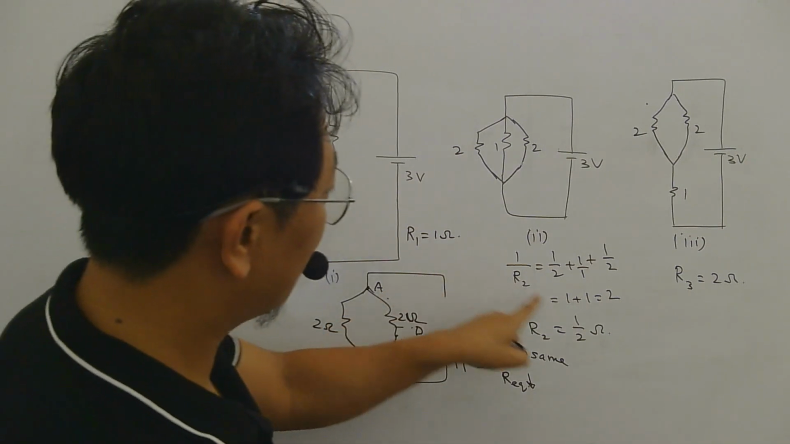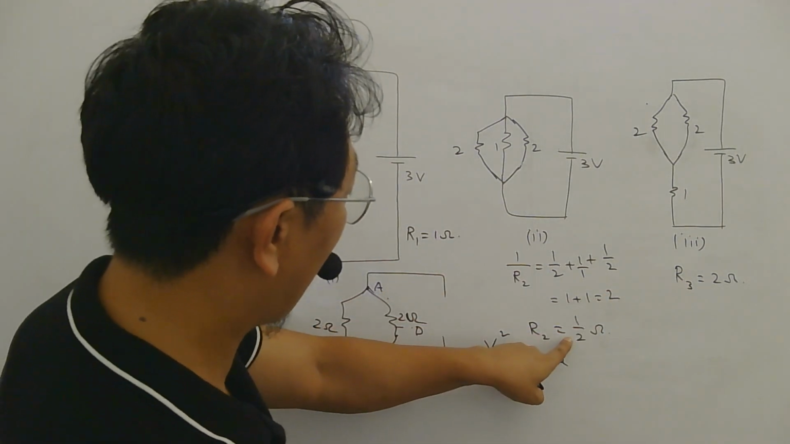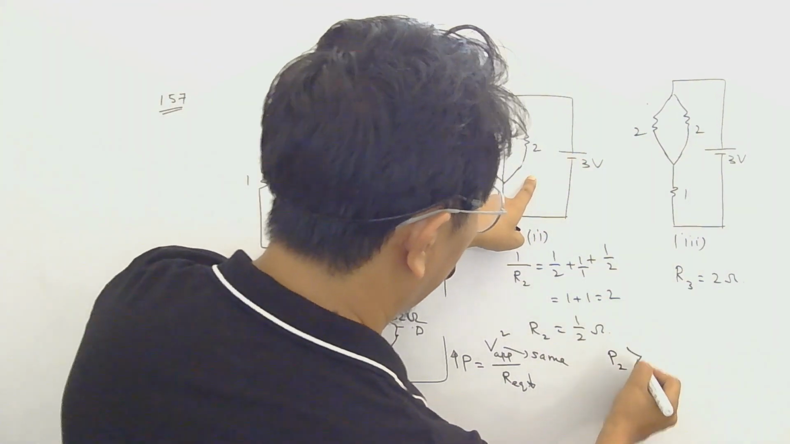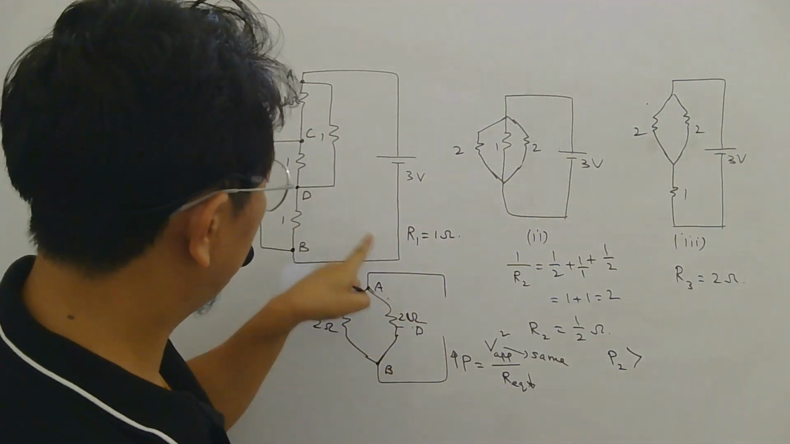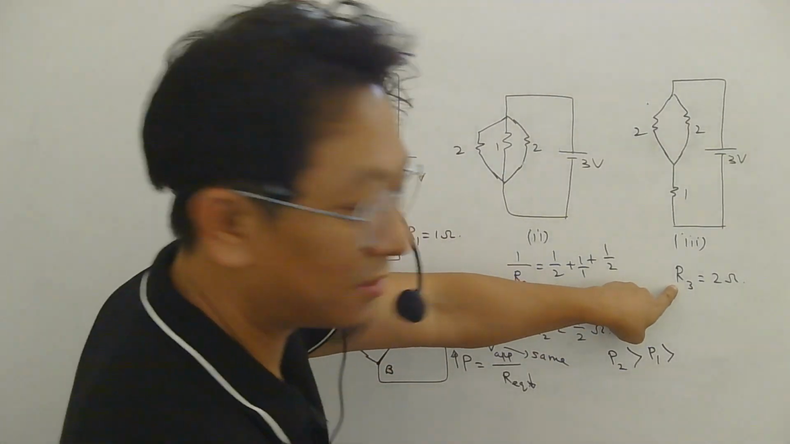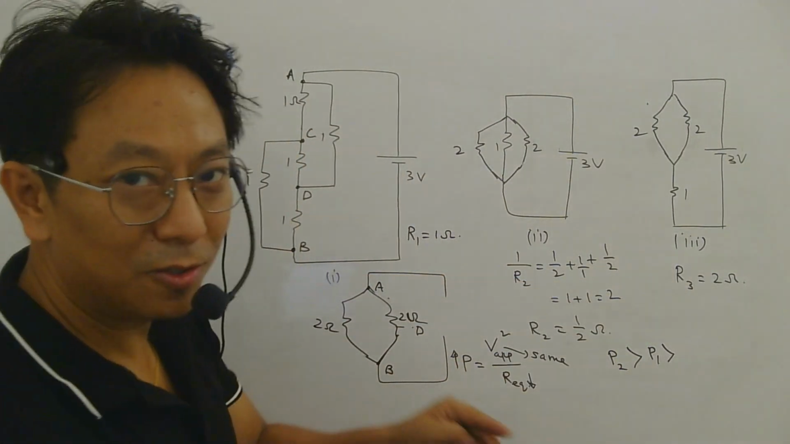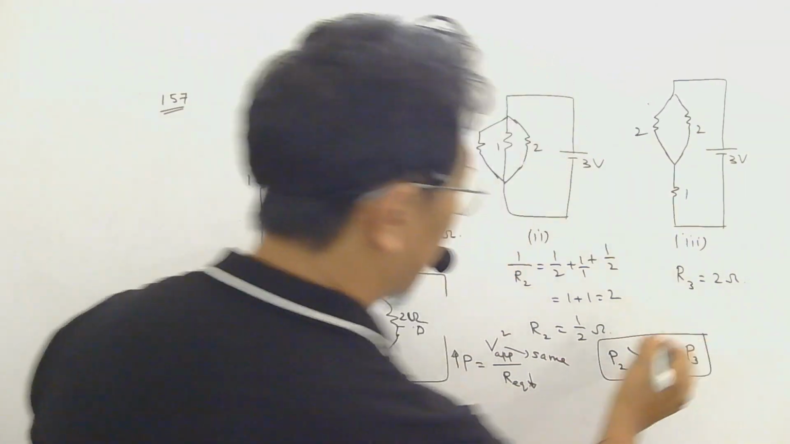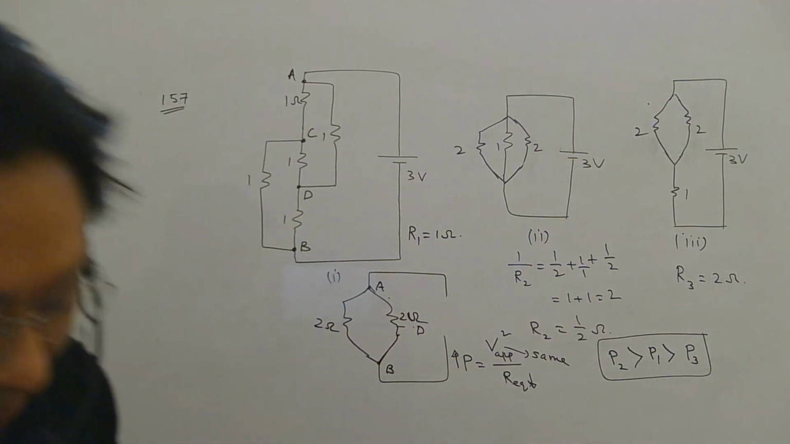So who has the smallest resistance here? Half, right? So this will consume maximum power. After that, who has smaller resistance? First one. After that, this has largest resistance, so it will consume least power. So this is the relation between the power dissipated.